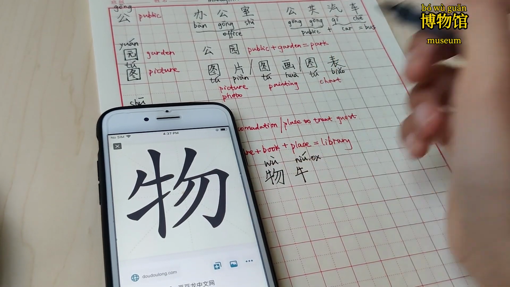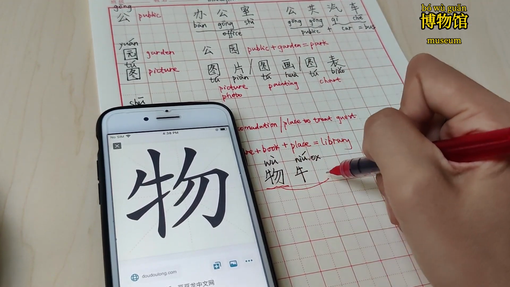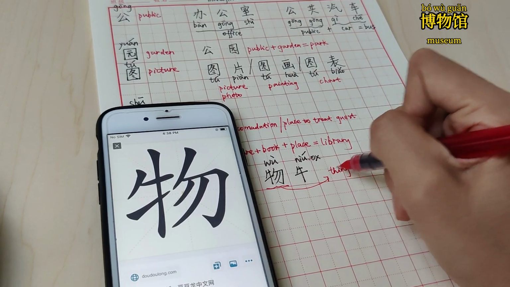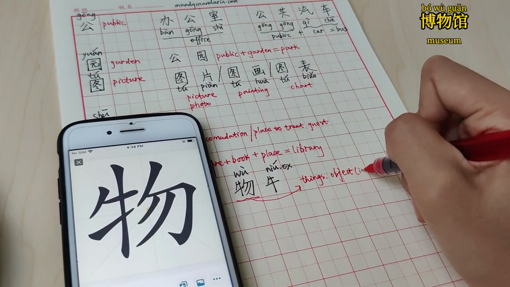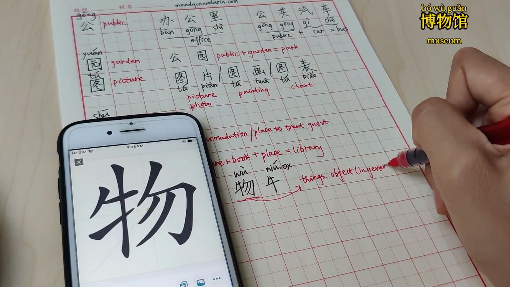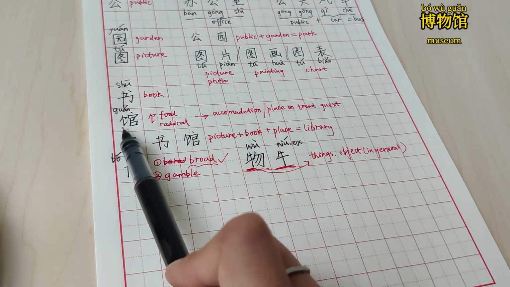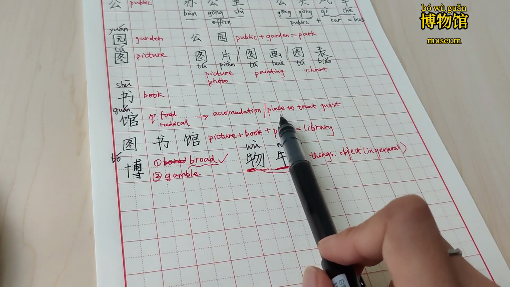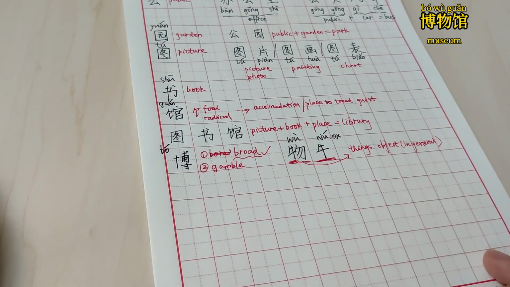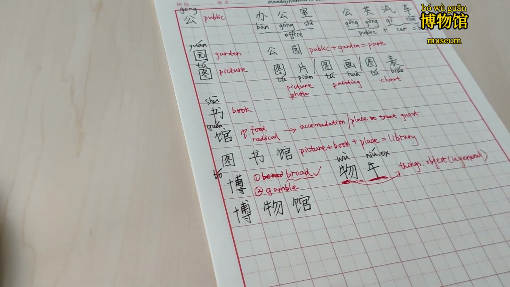Okay, let's continue with the right part. This is 物. And the 物 itself means things or objects in general. And move on to the next word, 馆, because we already learned the 馆 right here, right? It refers to the accommodation or the place to treat guests. So to write 博物馆 together.